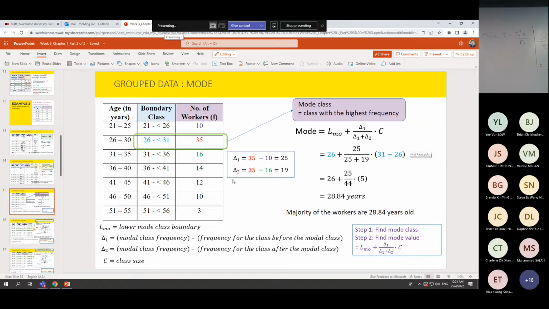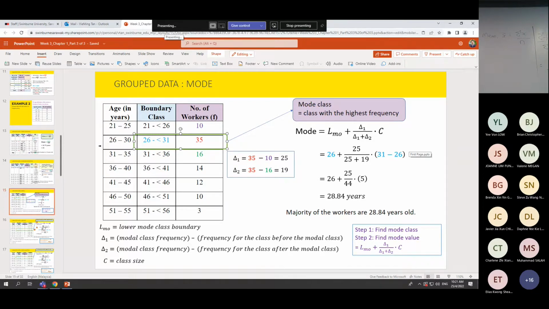How to identify the mod class? You need to go to the frequency column and check. Among these classes, which class has the highest frequency? The second class, right? This class has the highest frequency, so that means most of the workers are in this group. So this is the mod class.